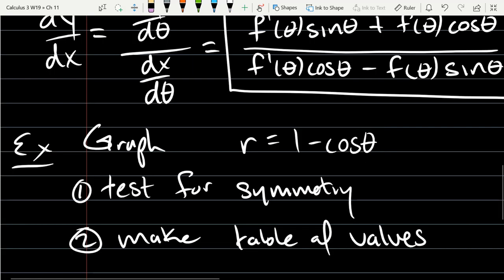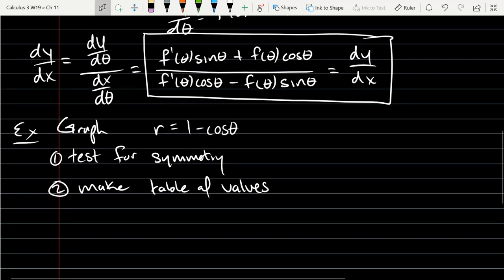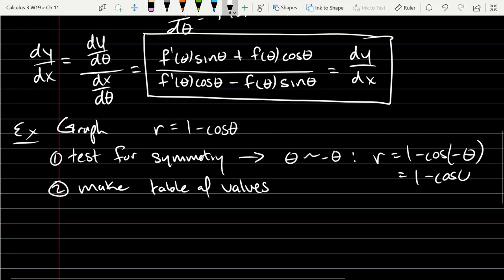So I'm going to use that right now. We're going to swap negative theta out for theta, and we get r equals 1 minus cosine of negative theta. And cosine's even, so that's just 1 minus cos theta. And now we have to look back at our test.